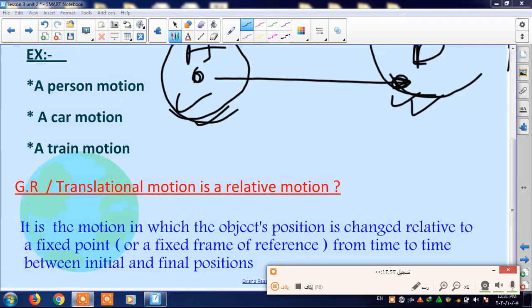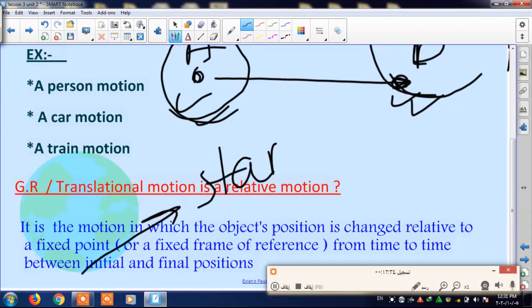Relative to a fixed what? Relative to a fixed point, from time to time between 2 points. The first point is called the start point or initial point. The second one is called the end point or final point.